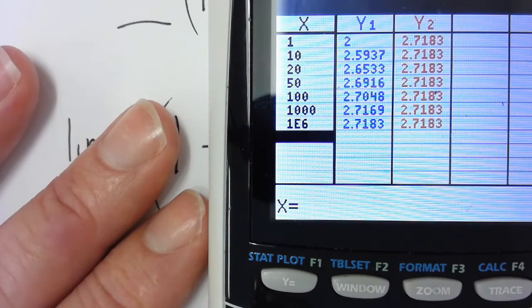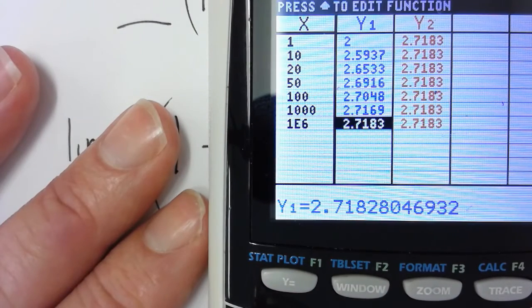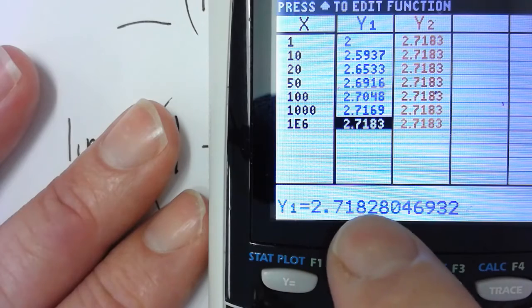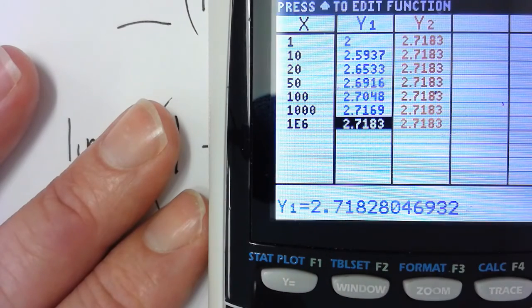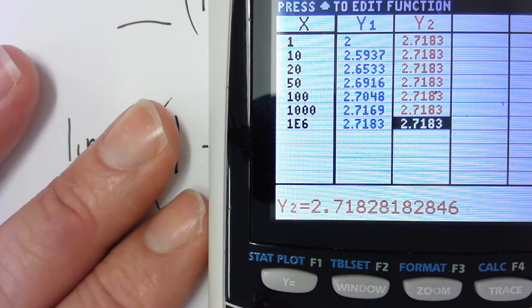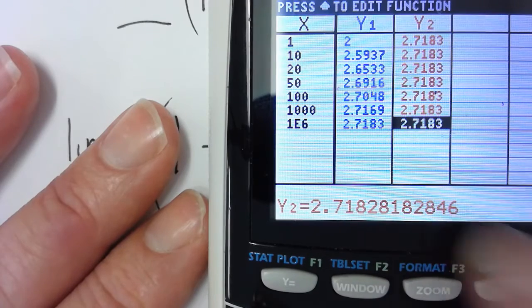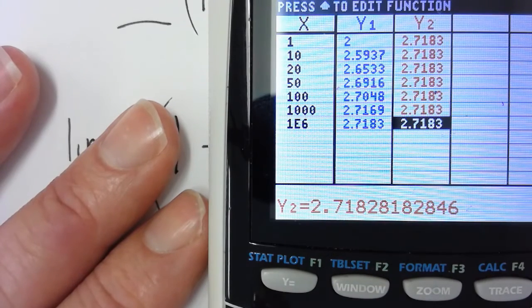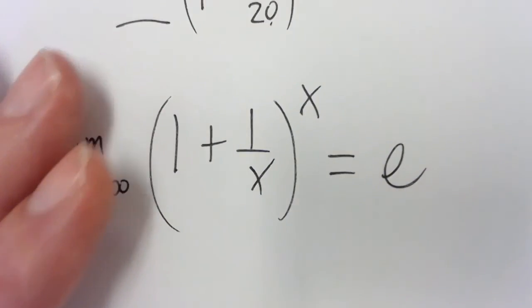So if I go up here and I look here, there's the 71828, et cetera. If I go over here, then that's the calculator's estimate for e. And again, it doesn't stop here. It keeps going on and on forever. As x gets larger and larger and larger and larger, you can get closer and closer estimates to what e is.